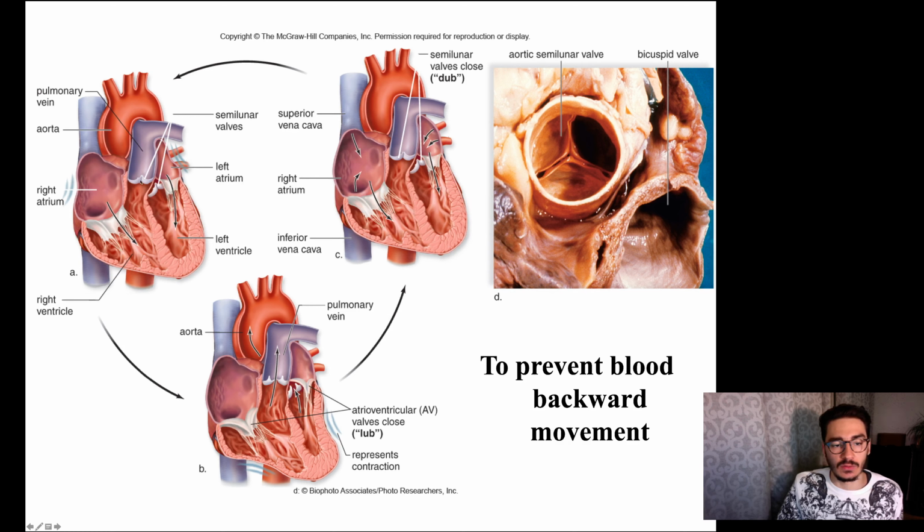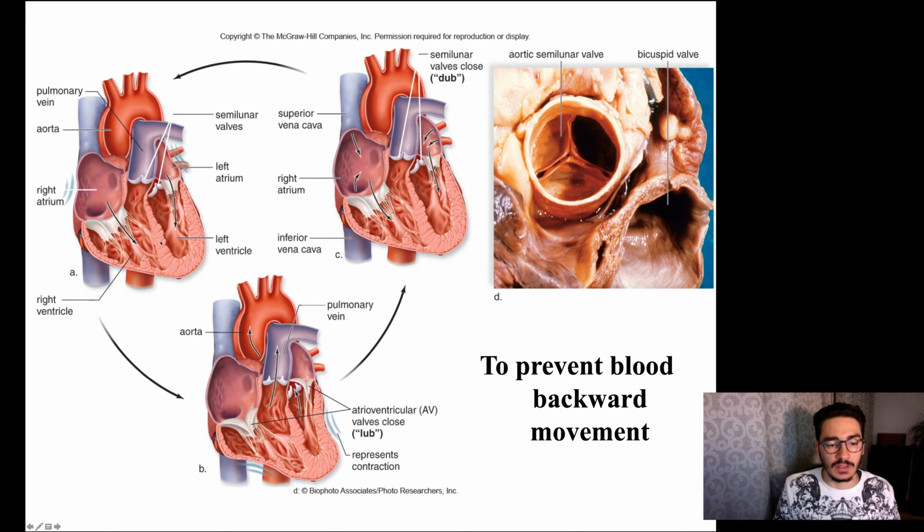So we have those different valves to prevent backward blood flow. You always have to remember that the right and left atria contract at the same time, and the ventricles also work at the same time. When the atria contract, the atrioventricular valves are open, but the semilunar valves are closed to prevent backflow. So the blood goes from the right and left atria to the ventricles.